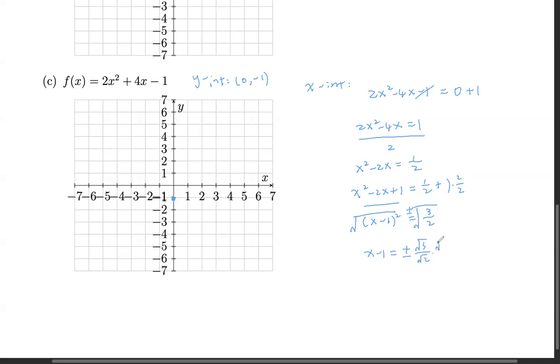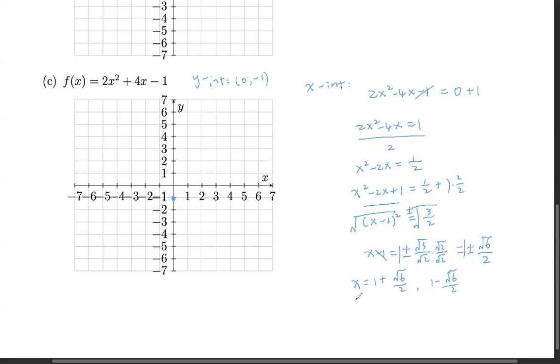We can simplify this by multiplying by 1, and this 1 is square root of 2 divided by itself. So we get positive, negative square root of 6 divided by 2. Then move 1 to the other side. So x = 1 + √6/2, and 1 - √6/2. Or you can write them together as plus minus.